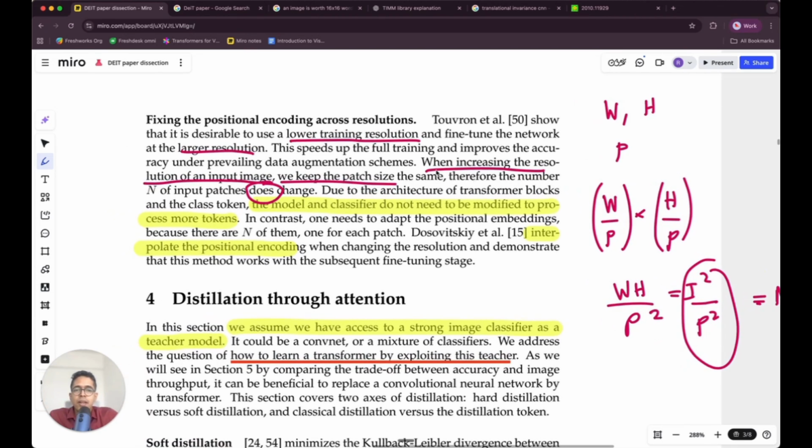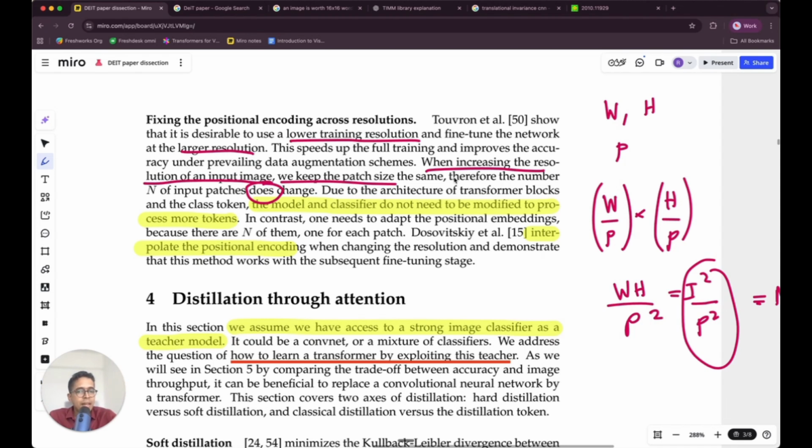Makes sense, obviously. When increasing the resolution of an input image, we keep the patch size the same. Therefore, the number of input patches does change. Due to the architecture of transformer blocks and the class token, the model architecture does not need to be modified to process more tokens. So basically what we are saying is the position embedding was learned. Now let's say you have 10 patches in your input image. You'll have 10 plus 1, 11 positions whose position embeddings need to be learned. Now, what if you increase the image resolution? The total number of patches may go from 10 to 15, let's say. So you now have 15 plus 1, 16 positions for which you need position embeddings.